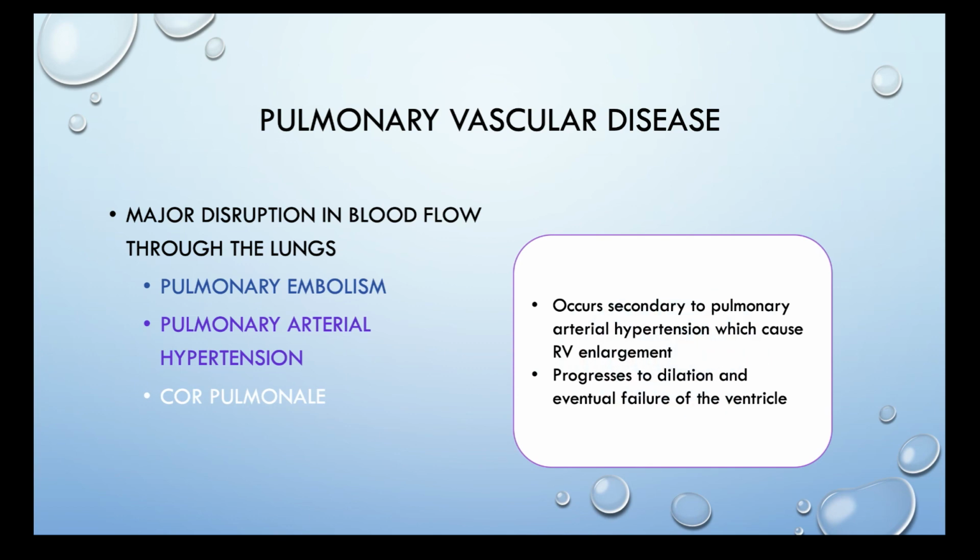So it's a secondary problem to the pulmonary hypertension, and this can cause right ventricular enlargement. You have that hypertrophy going on as it tries to compensate for this great pressure it's pushing against. And this ends up leading to dilation of the right ventricle, and eventual failure.